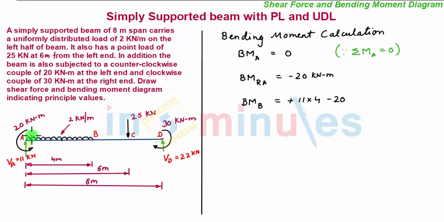Also, there is an anti-clockwise moment formed by this uniformly distributed load acting at the span of 4 meter, whose magnitude will be 2 multiplied by 4, 8 kilonewton, and acting at the center of the UDL. So we have the moment as minus 2 into 4 multiplied by distance is 2 meters. So on calculating we get 8 kilonewton meter. Now we move towards point C.